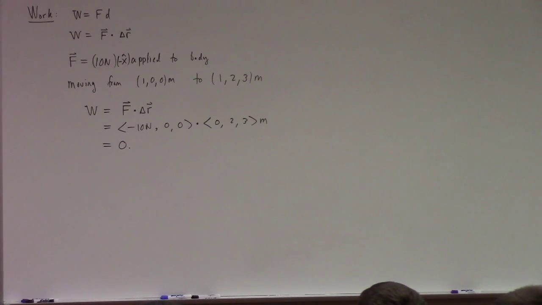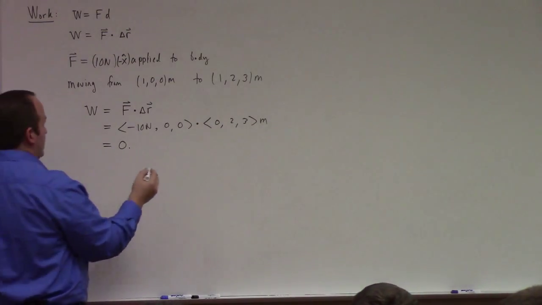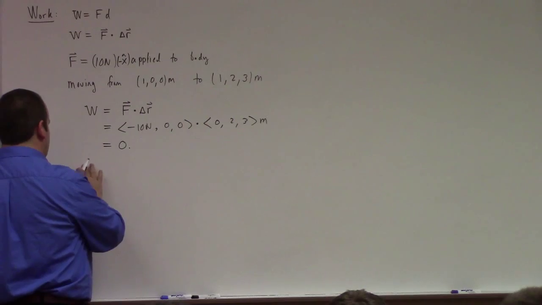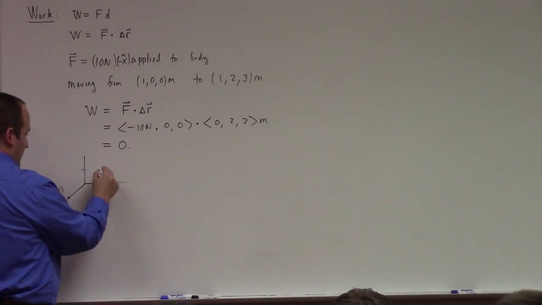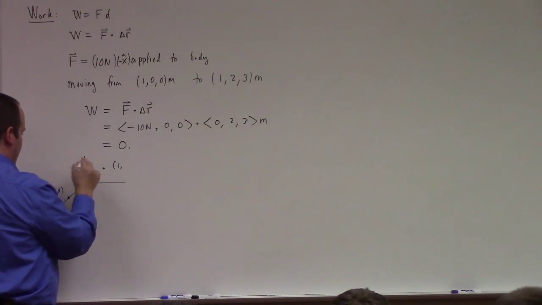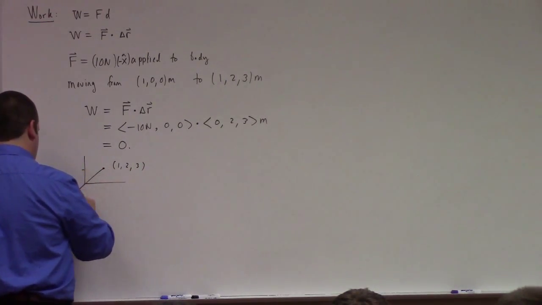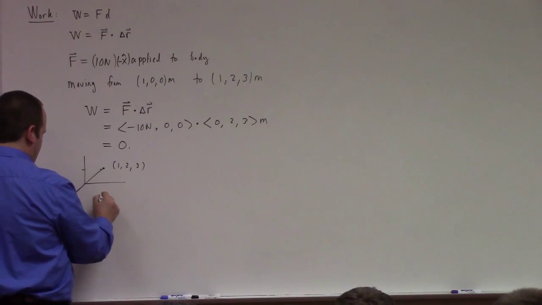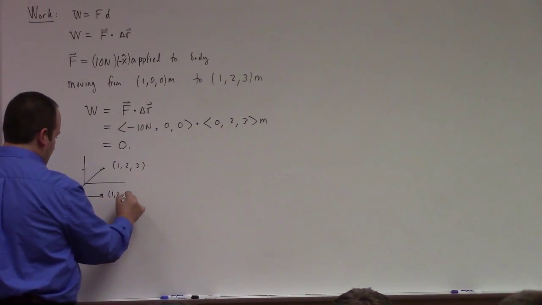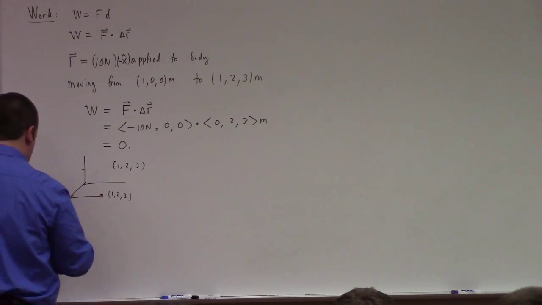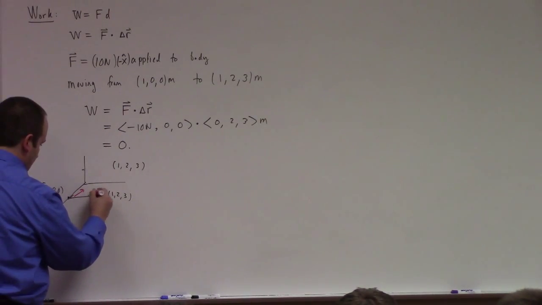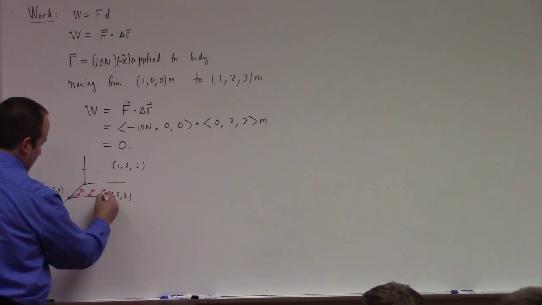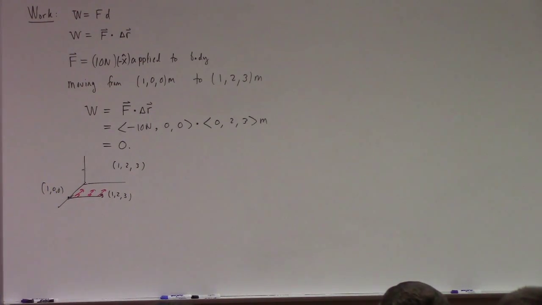It's because the force that's applied is perpendicular to the motion. I mean, if I drew a picture of this, we're going from 1, 0, 0 out here to 1, 2, 3 along this path. I can't draw it worth anything, but fine. Let me say that's where 1, 2, 3 is. These are both at x equals 1, and so the force is always perpendicular to the motion. So perpendicular forces don't do work.